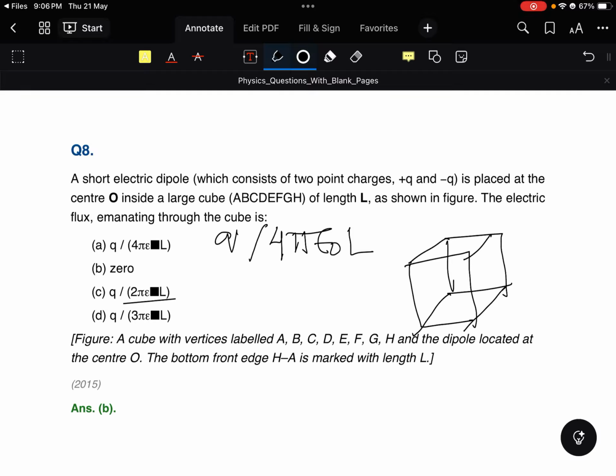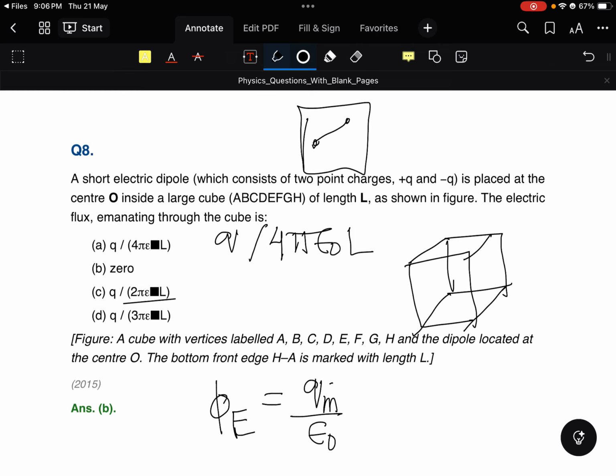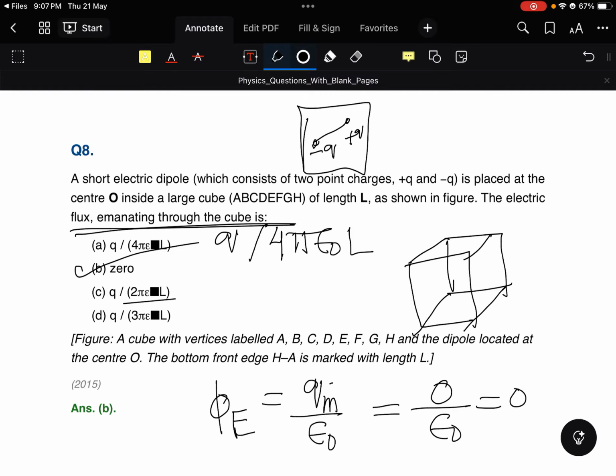You have to find the electric flux emanating through the cube. So what is the formula of electric flux? It is equal to the charge enclosed by the cube divided by epsilon naught. So how much charge is enclosed by the cube? Dipole is inside the cube. What is the total charge? Minus q plus q means total charge is 0. Q in it 0, 0 upon epsilon naught 0 means B part. No flux will emanate from through the cube.